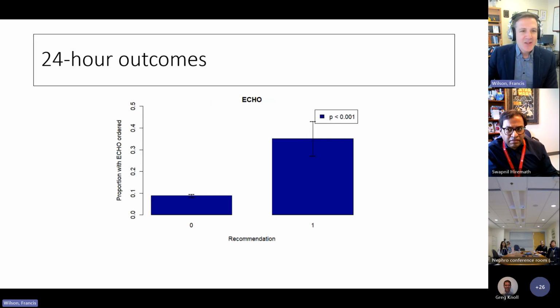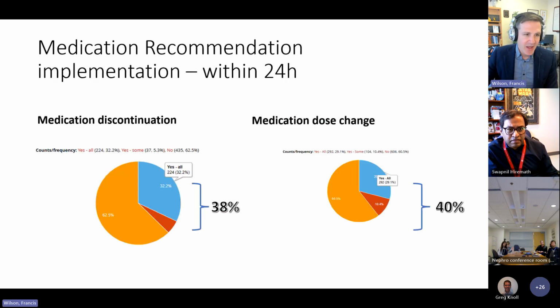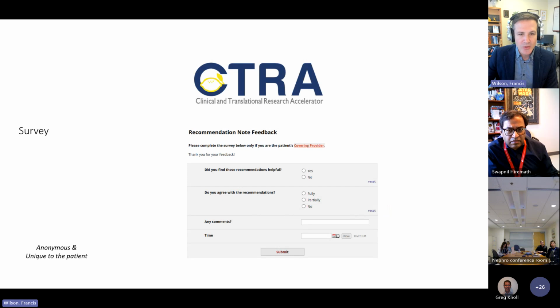But you see similar things for, for example, our recommendations for echoes. But, nevertheless, there are people getting echoes that we don't think need an echo, for what it's worth. In terms of medication discontinuation, the blue and red are people who do get those medications discontinued and those dosages changed. Again, this is not unblinded. This is just among those who we would recommend, including in the control group.